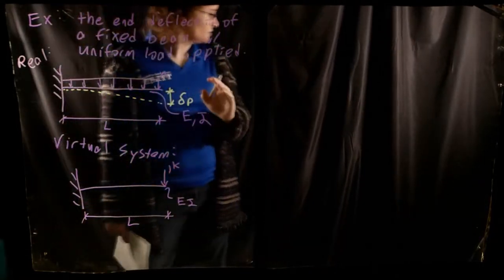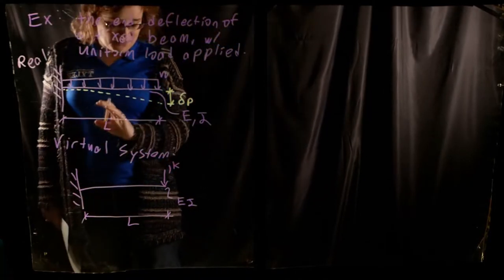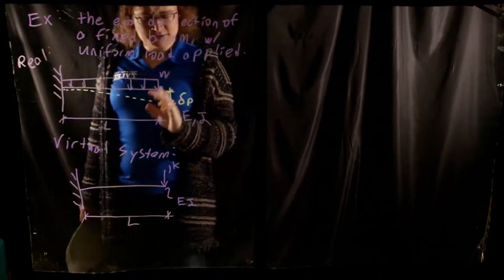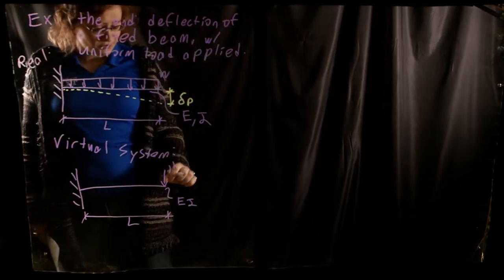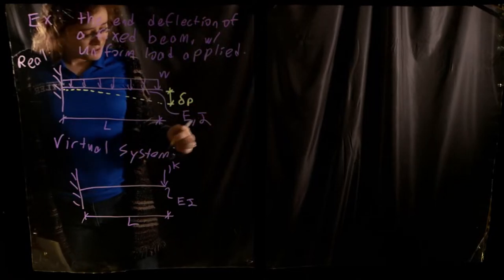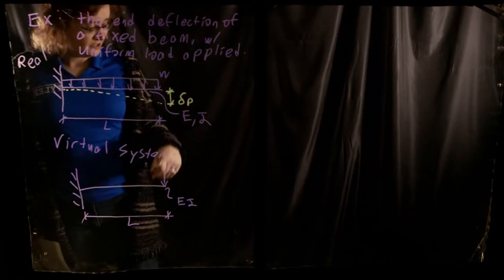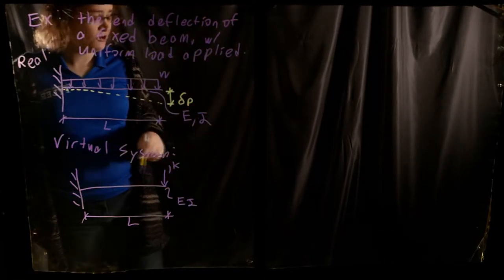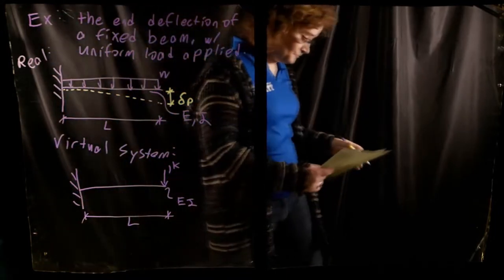Okay, so we have our real system, the actual beam with the real loads applied to it, and the virtual system with a one kip dummy load. Virtual load and dummy load are terms we use interchangeably. The dummy load is applied right at the location where our deflection is desired.